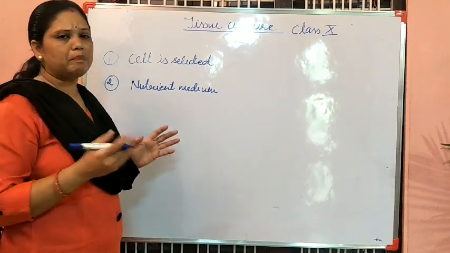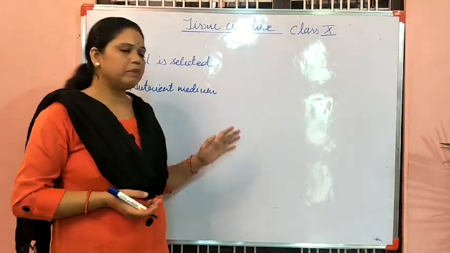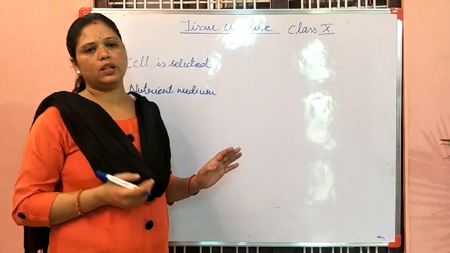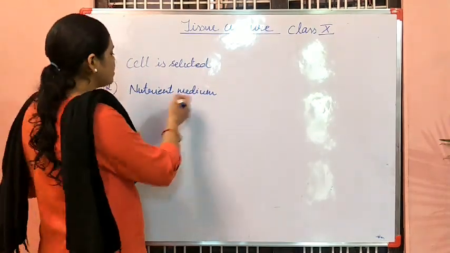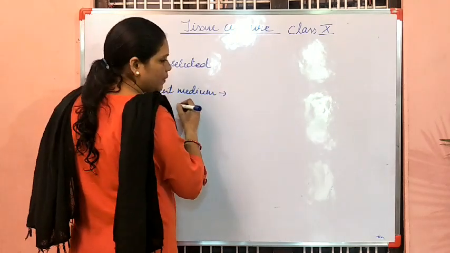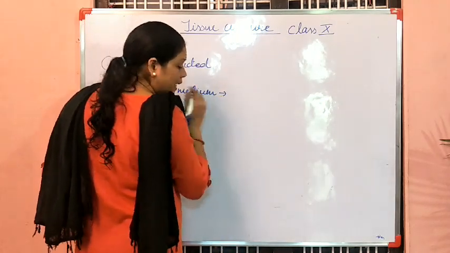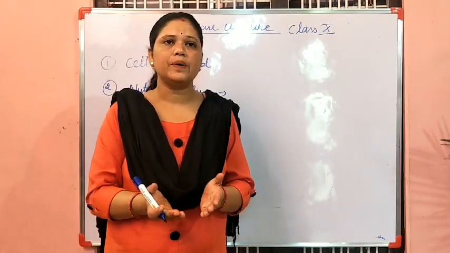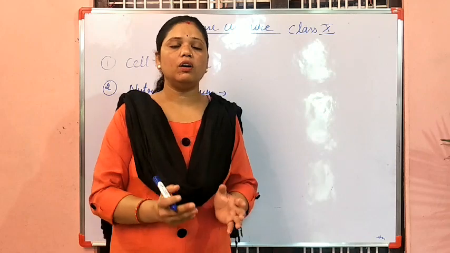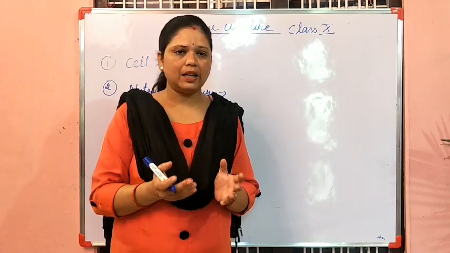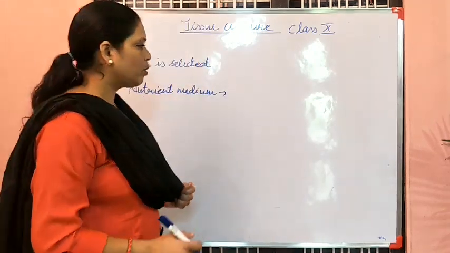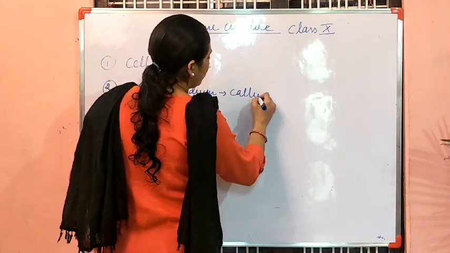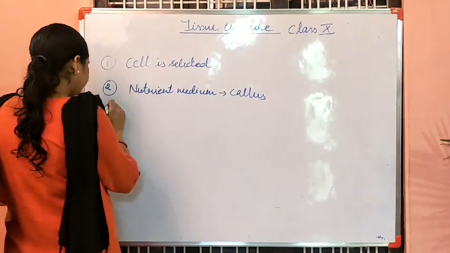Generally, agar-agar, a powder made from algae, which is highly nutritious for plants, is used. In that, the cell starts dividing. When the cell divides from 1 to 2, 2 to 4, 4 to 8, a ball of cells is formed. That ball or mass of cells is known as callus.